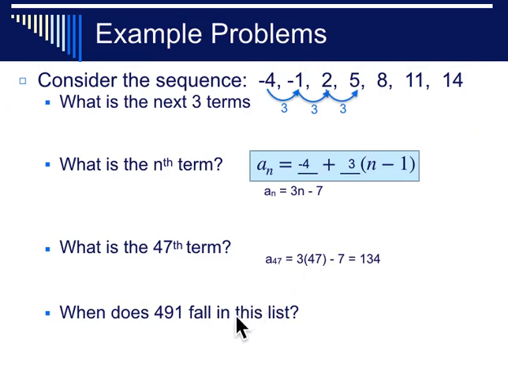The last question in here, where does 491 fall on this list? In this case, I don't know what n is, but I know that I want a 491. And so I would take my formula, set it equal to 491, and see what we get. In this case, if we add 7 to both sides and divide by 3, 498 divided by 3 gives us 166. And so 491 would be the 166th term in our list.